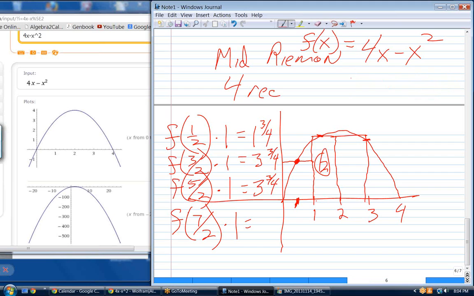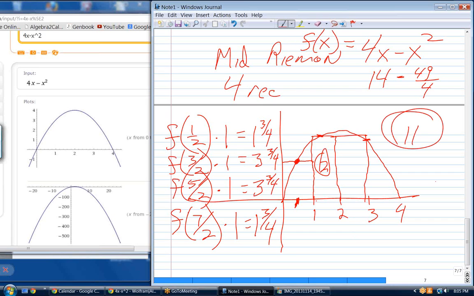It's symmetrical. To get the last one, we do f of 7/2, which is 14 minus 49/4. This is going to be a smaller number. That is 12 1/4, so this is 1 3/4. Same as the first one. Symmetry. So what do we have? We have 3 1/2 and 7 1/2, so we have 11. That's the area.